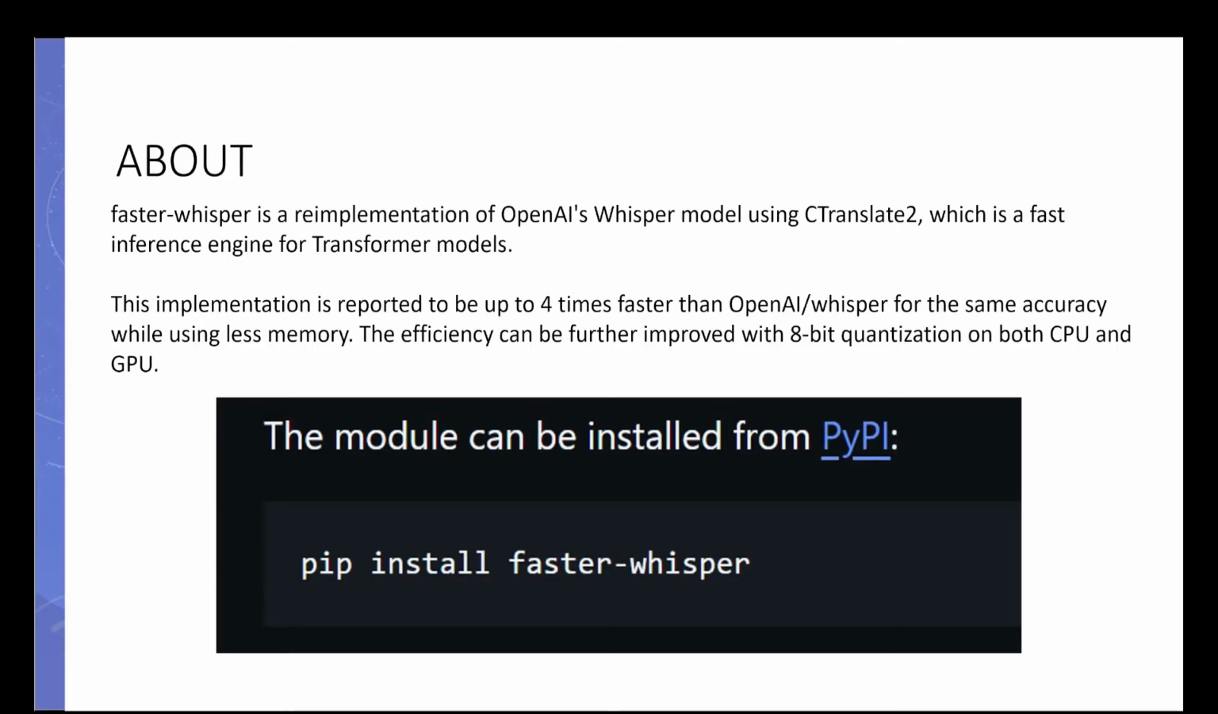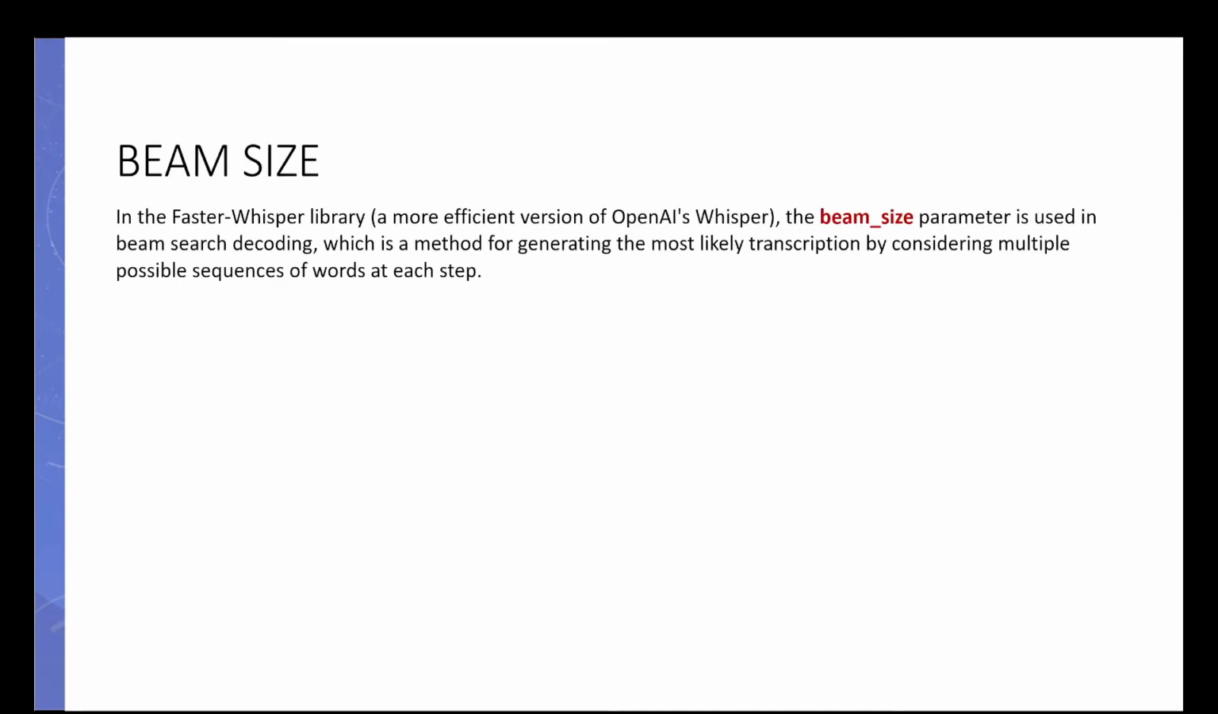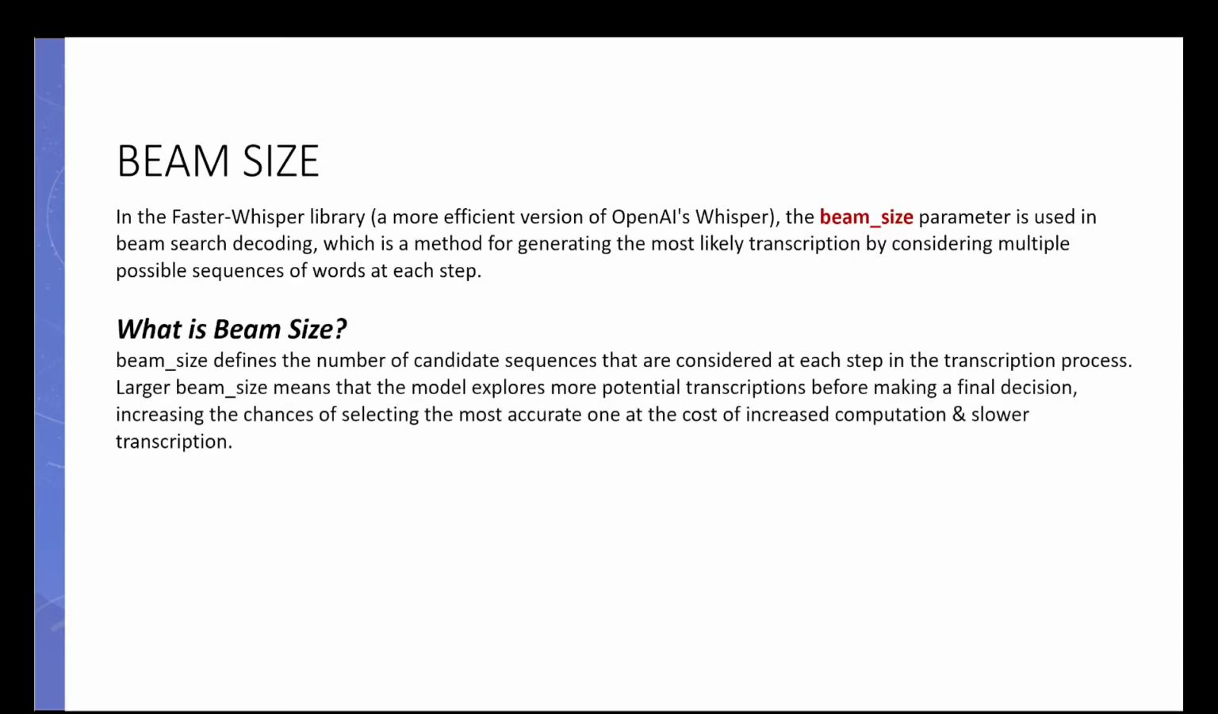So it's easy. But before actually diving into the installation, let's just talk about 2 of the important parameters of this model. So the first one is beam size. So in the faster Whisper library, the beam size is a parameter used in beam search decoding. So this is a method for generating the most likely transcription. So it allows you to consider multiple possible sequences of words basically. So beam size defines the number of candidate sequences that are considered at each step.